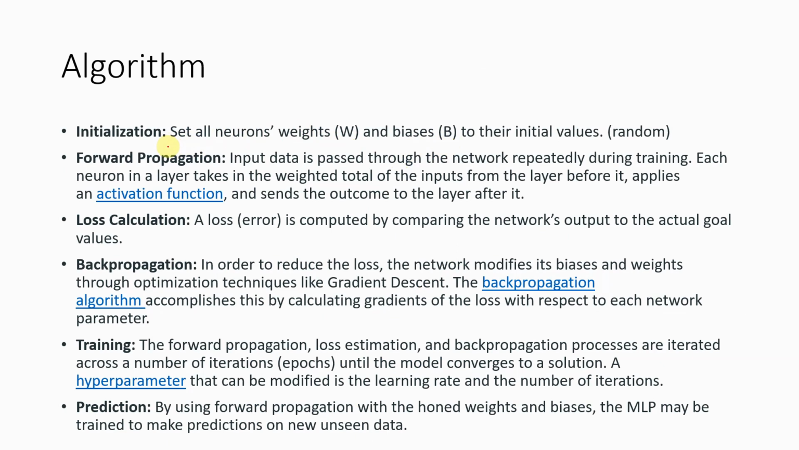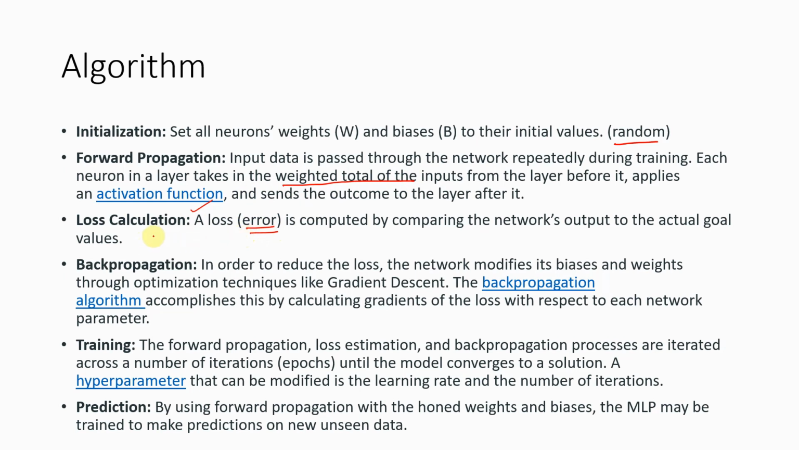The first step of the algorithm is the initialization. Here the weights between the input layer and the hidden layer, and between the hidden layer and the output layer, get initialized, and the biases are also initialized with random values. The next step is the forward propagation. The input data will be passed through the network, and each neuron in the hidden layer or in the output layer will compute the weighted sum of the inputs, and then the activation function is applied. Based on that, the output will go to the next layer.